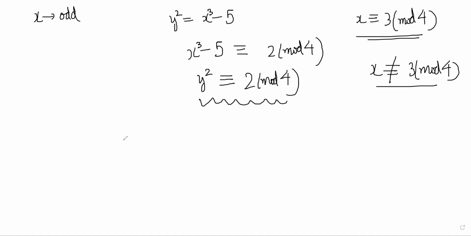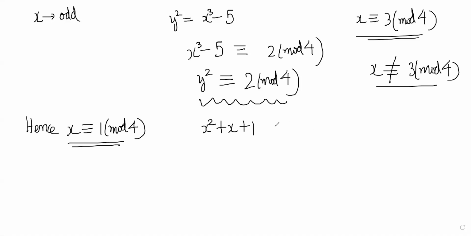So x cannot be 3 mod 4 and x is odd, hence x must be 1 mod 4, right? So we know x is 1 mod 4. Therefore x squared plus x plus 1 will be 1 plus 1 plus 1, that will be 3 mod 4, right? Why are we thinking of x squared plus x plus 1?